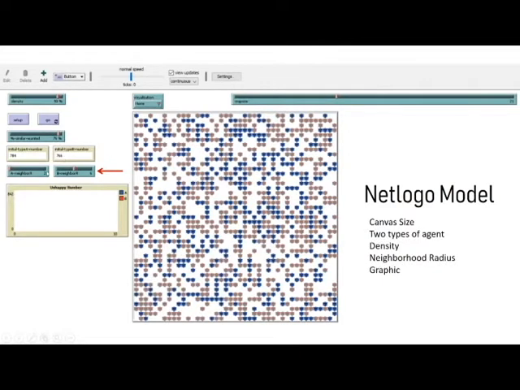The third one is an additional parameter called neighborhood radius. That basically decides at what range you consider the surroundings to be your neighbors, to be taken into your consideration. I added the visualization, the graphic demonstration, which we're going to see in a minute.